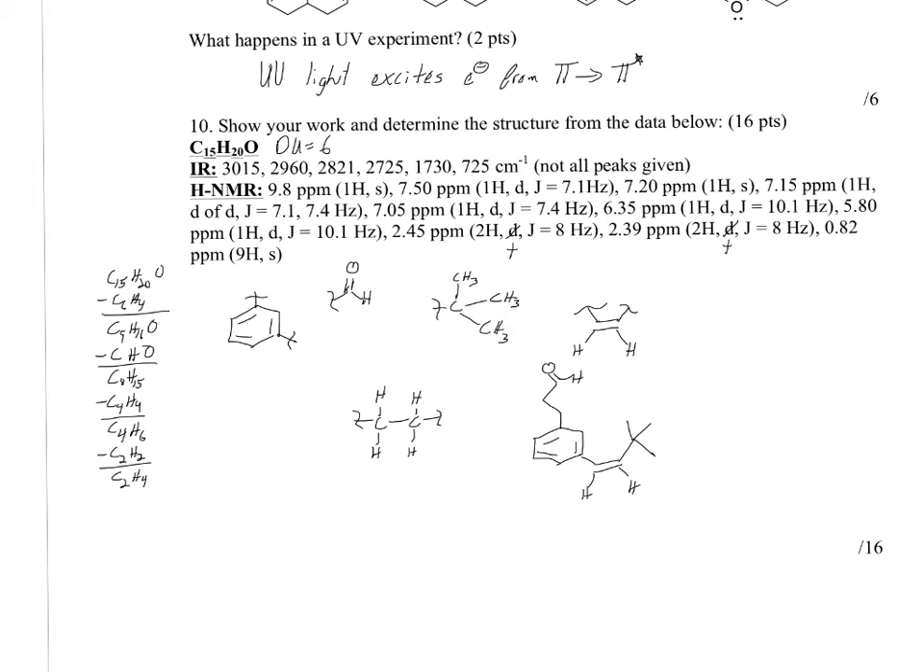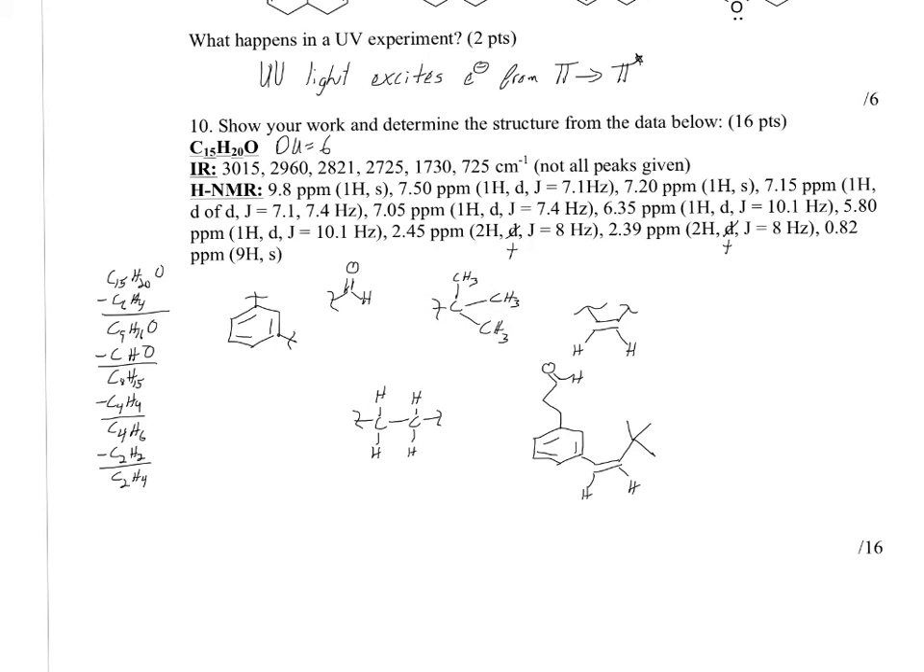Subtract that piece out. Then I have a peak at 2.45, that's a triplet, and 2.39, that's a triplet, and these are 2 things coupled to each other. So I need to think of CH2s. Subtract those out. And I have my 1, 2, 3, 4, 5 pieces.